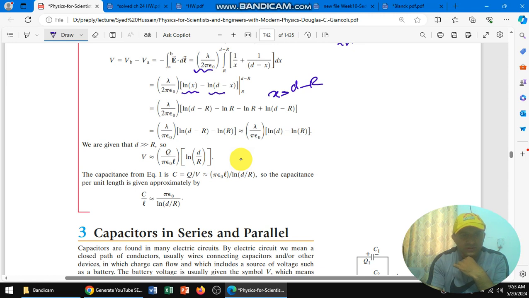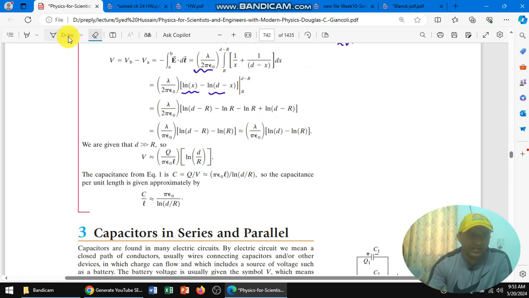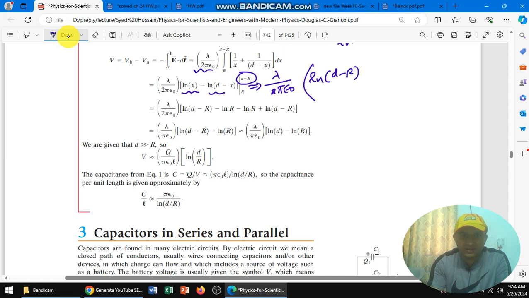And d minus x is equal to, we use the formula, d minus x. So we replace with the upper and lower limits. So the upper limit is d minus r. So first we put d minus r here, and I solve here, lambda over 2 pi epsilon naught log. So instead of x we put d minus r first: log of d minus r minus log of d minus r, and this minus will be plus.